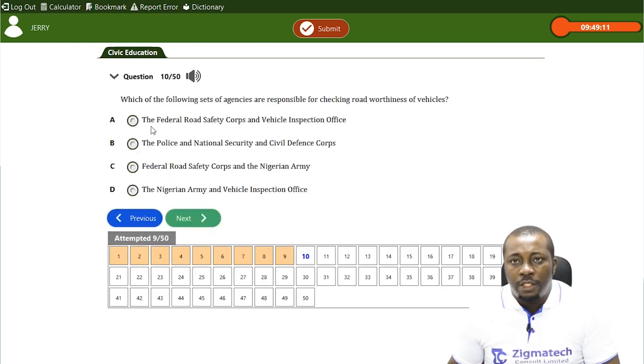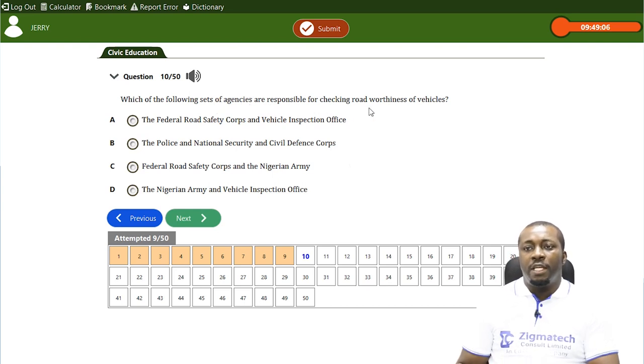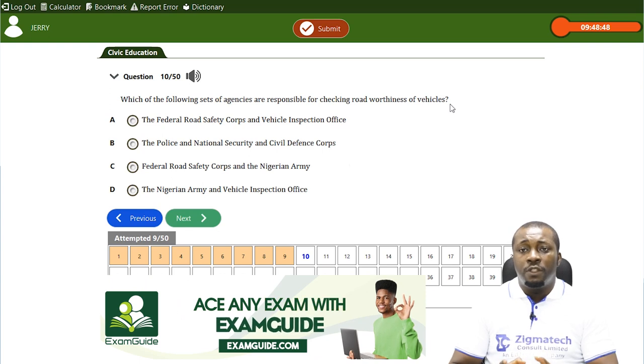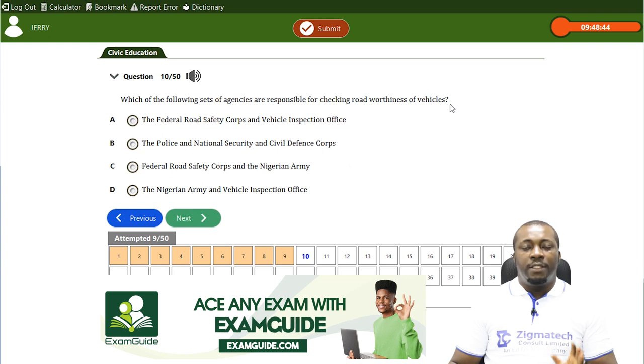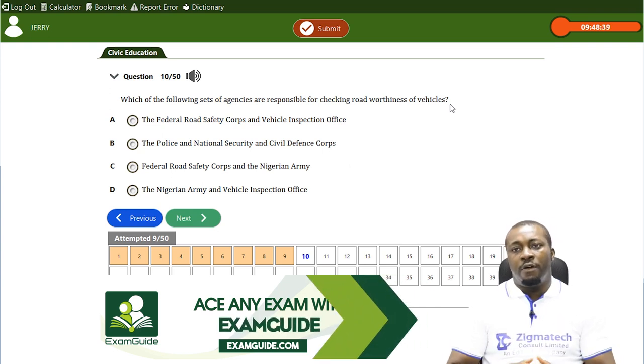Now, this question says, which of the following sets of agencies are responsible for checking roadworthiness of vehicles? Now, roadworthiness of a vehicle is just about checking whether the vehicle is worthy to use the road, safe. It is safe for this vehicle to be put on the road. Now, there are two agencies in Nigeria established to actually check roadworthiness of vehicles.